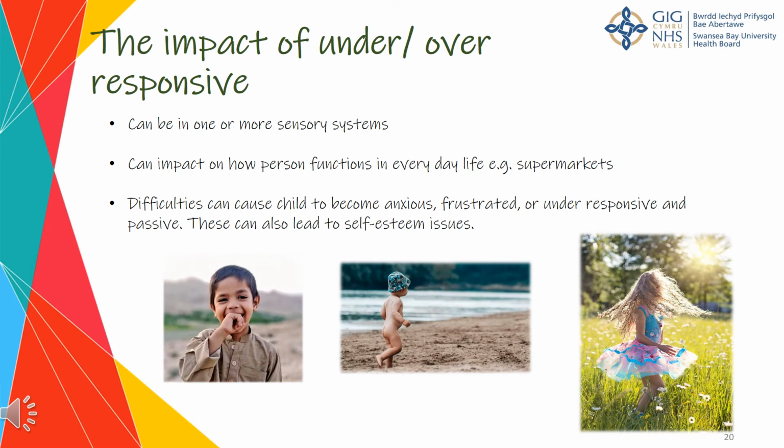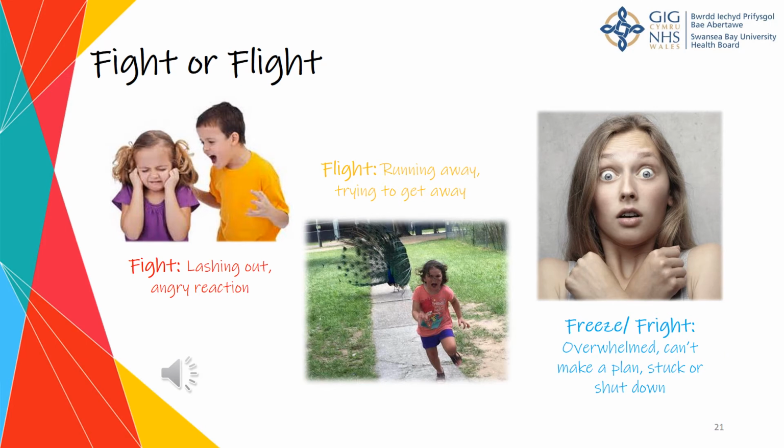Children can be under or overreactive in one or more sensory systems, which can then impact on how the child engages in their activities of daily living. The difficulties experienced can cause a number of negative consequences, including the child becoming anxious, frustrated, upset, and can lead to confidence and self-esteem issues if not addressed.